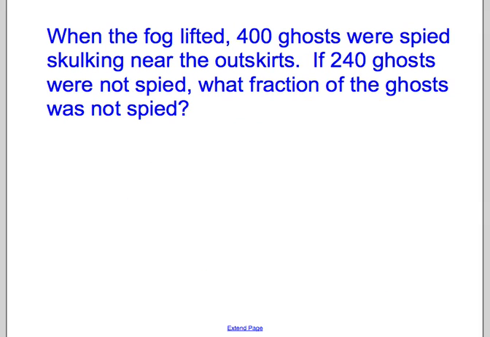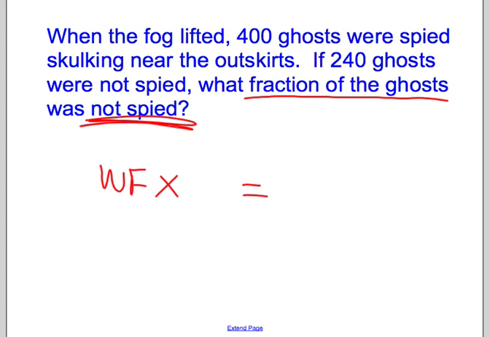One more. When the fog lifted, 400 ghosts were spied skulking near the outskirts. If 240 ghosts were not spied, what fraction of the ghosts was not spied? Now we're asking for the fraction that were not spied. Okay? So what fraction, and I don't know the amounts here yet, but I know that what fraction has to be the number not spied.